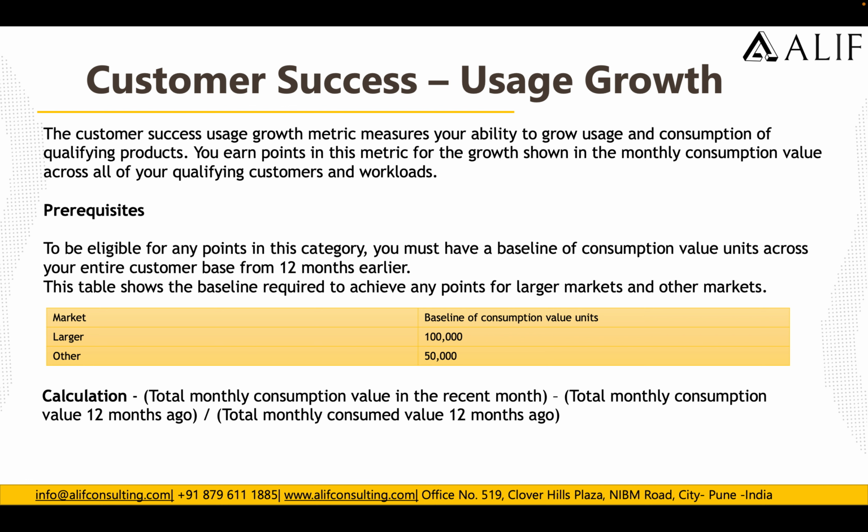Now, how the calculation happens, you can see in the slide. You need to have the total monthly consumption value in the recent month minus the total monthly consumption value 12 months ago, divided by the total monthly consumption value 12 months ago. So this is how the calculation happens.